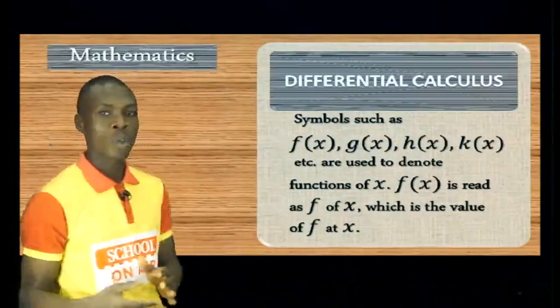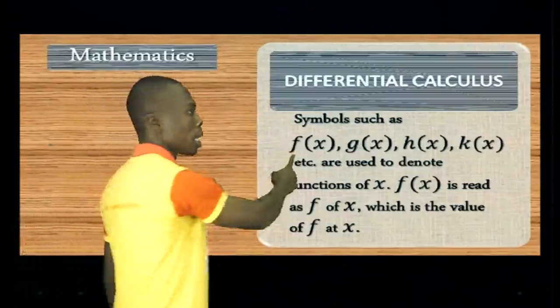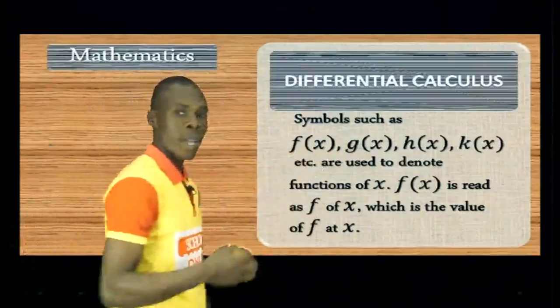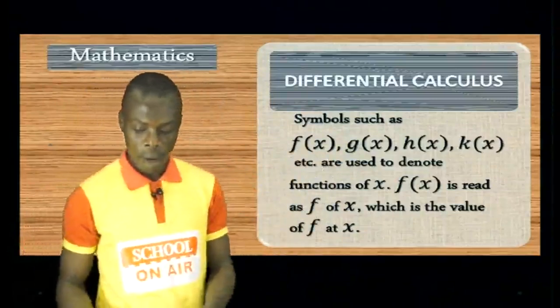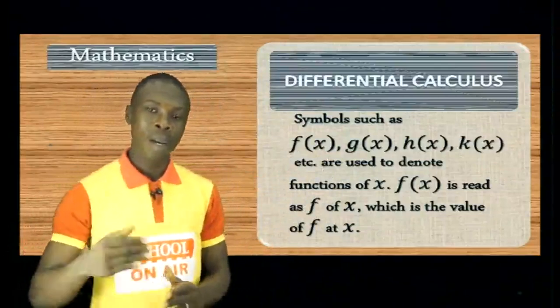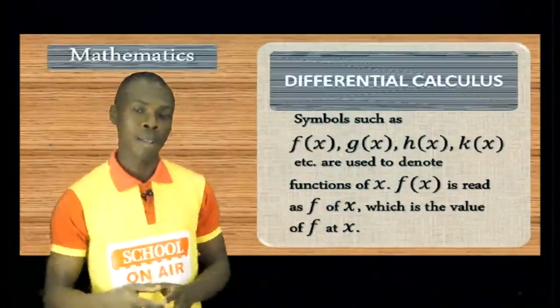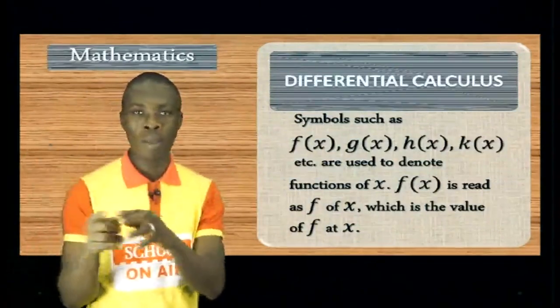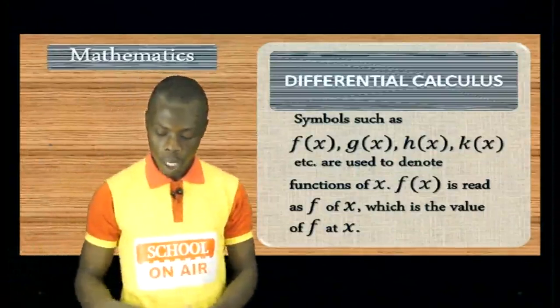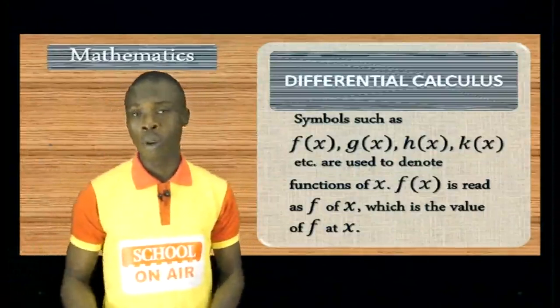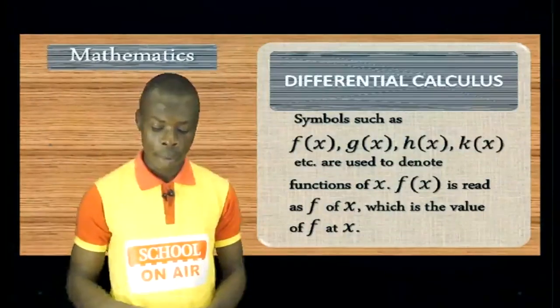Whatever is used to denote, these are the common ones that you see to represent a function: f of x, g of x, h of x, and k of x. It is read k of x, not k bracket x. So those are the symbols that are used for functions and how they are read.